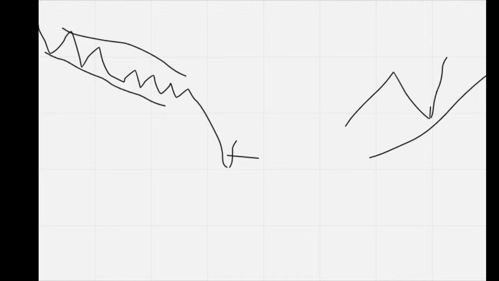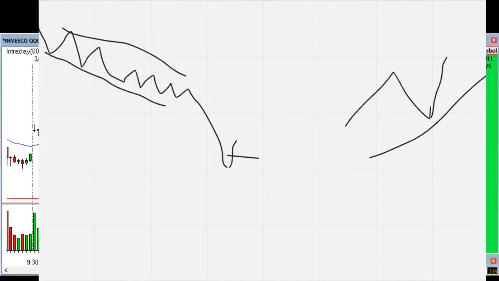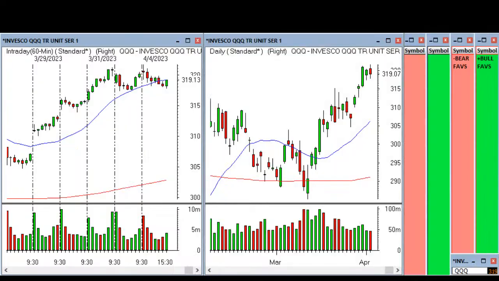I just need to open up my charts. Okay, this one is good. No, I just, let's see. How do I get rid of this? Okay, there it is. So here's the chart.